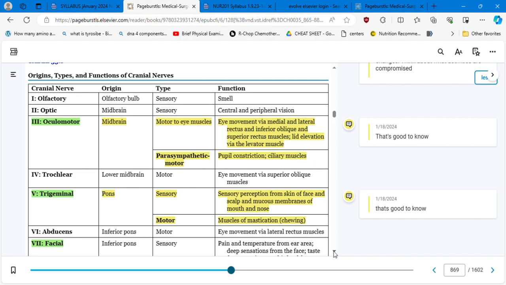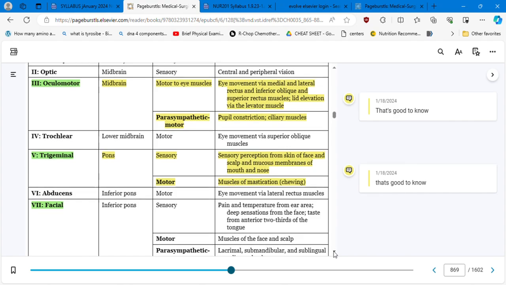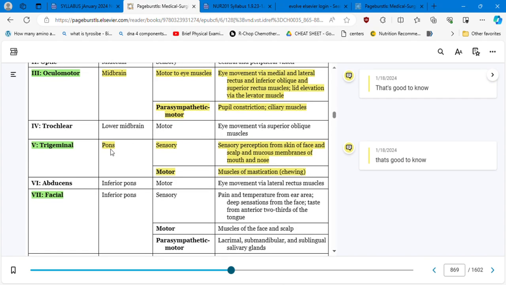Okay, that's good to know. And then we have the trigeminal, which is located in the pons. This has double functions, sensory and motor. Okay, and that's another good to know.